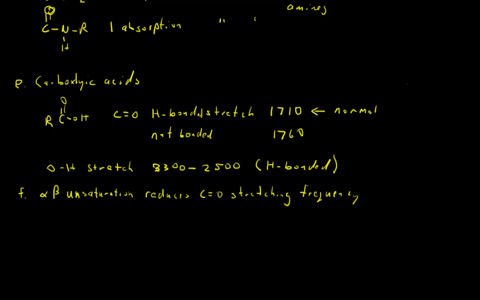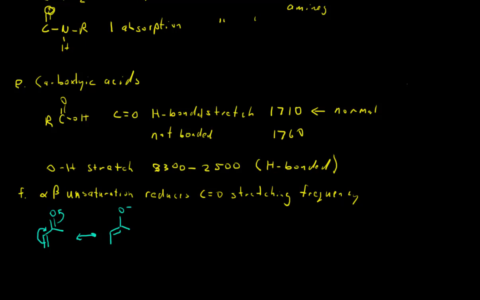So in other words, if we have an alpha-beta unsaturated ketone, this exists as a pair of resonance forms where this pi bond can move here and this can move on to the oxygen, giving us a resonance form where we have a lot of single bond character in the carbonyl carbon-oxygen bond. And so this is going to reduce the frequency of the absorption of the carbonyl-oxygen bond, of the carbonyl stretching frequency in alpha-beta unsaturated aldehydes and ketones, and carbonyls generally.